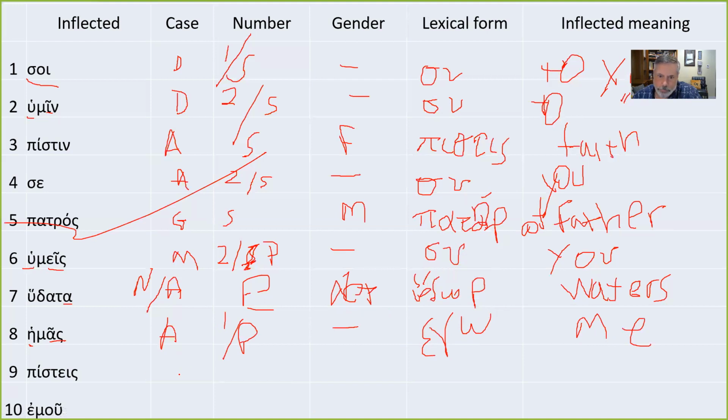Pistis is going to be in the nominative. Nominative, there we go. There's my nominative ending right there. But it could also be in the accusative case. And it is in plural form. It has gender, it is feminine, as we already saw. Pistis up here is its lexical form, and its meaning is faith, plural.